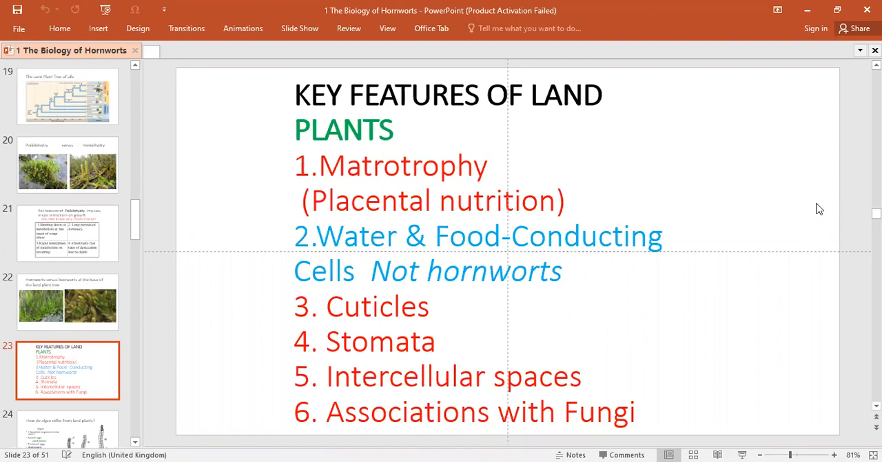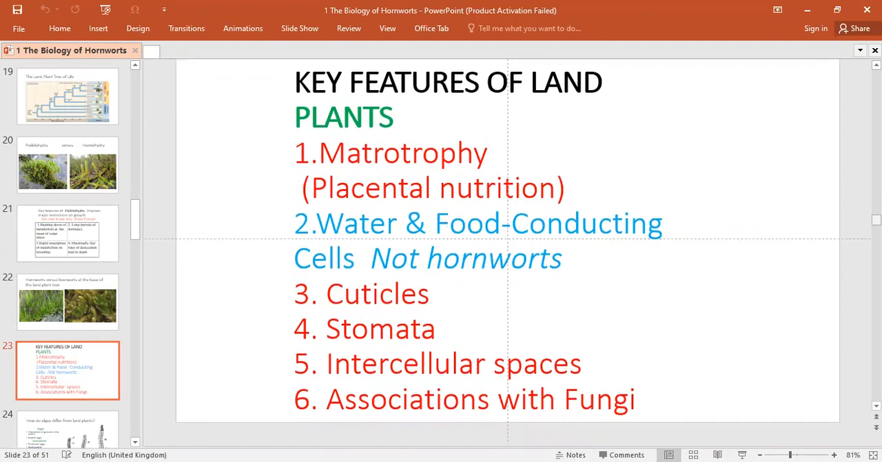These are the key features of land plants. Water and food conducting cells. Hornworts don't have these. They've all got cuticles. They've all got stomata, which are pores. They've all got intercellular spaces and association with fungi.